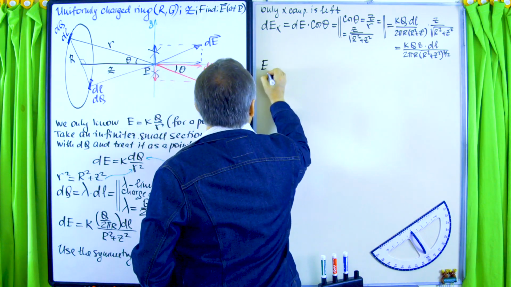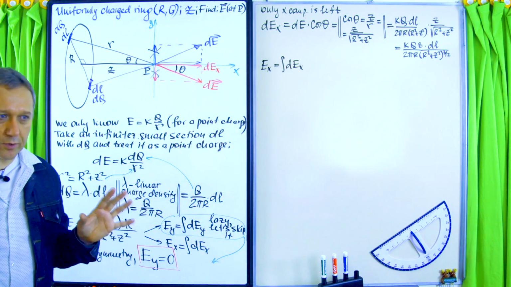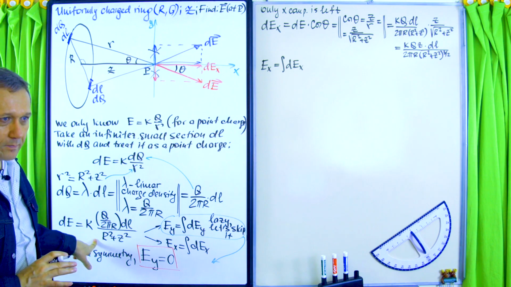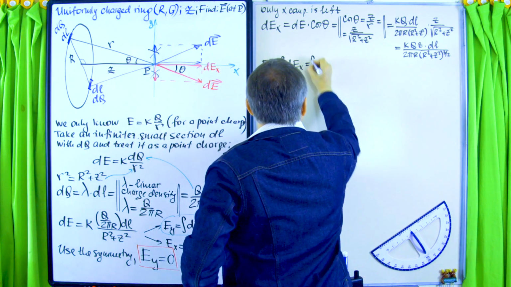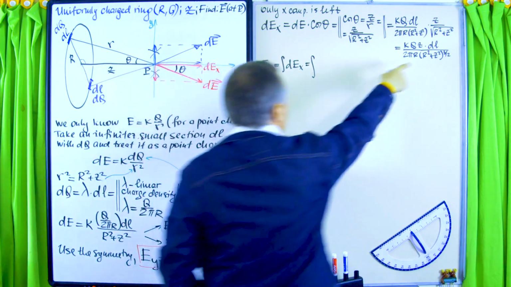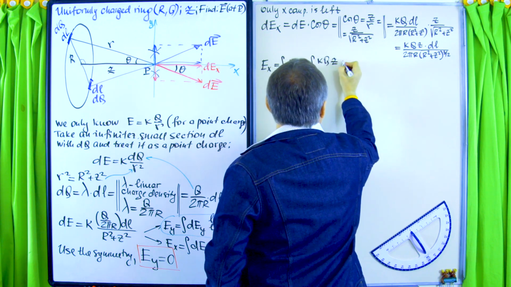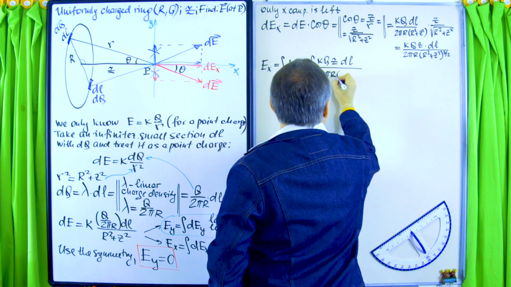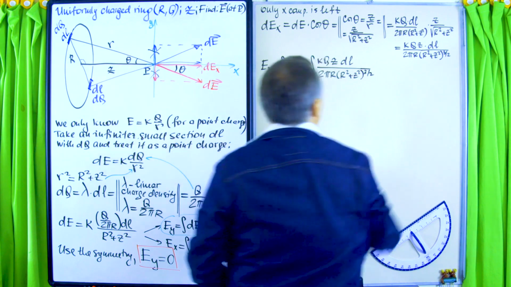So E sub x equals the integral of dEx. Again, now it's legitimate to do integration because this is the component of the vector, not the magnitude like what we have here. Integration of the magnitude is illegal. So it's an integral, and so far we have an integration over L. Now I'll just rewrite all that: k q z dl, divided by 2 pi r, and r squared plus z squared to the power of 3 over 2.